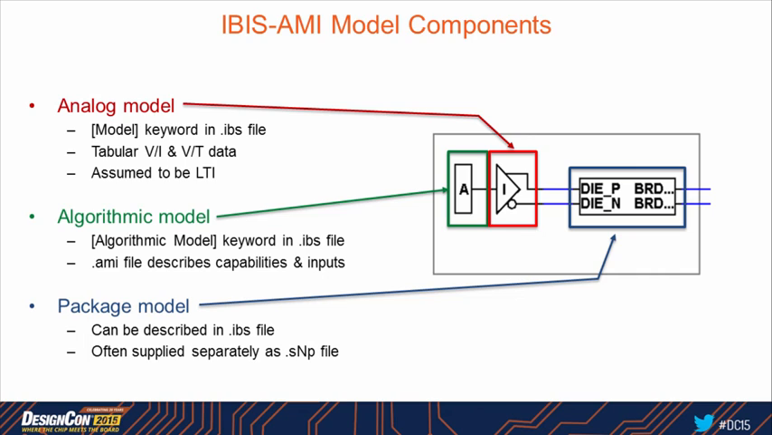There's an algorithmic model that gets paired with it and is written in such a way that it's designed to be run together with that analog model. And there's a new keyword in the IBIS-AMI inside the IBIS file that points to that algorithmic model and everything that goes with it. And then finally, there's the package model, because at these speeds, the packages have a significant effect on how the signal behaves. So we have the on-die behavior between analog and algorithmic, and then we have the package model, which can be described directly in the IBIS file, although the constructs there are somewhat limited. So typically that is supplied separately as an S parameter file.